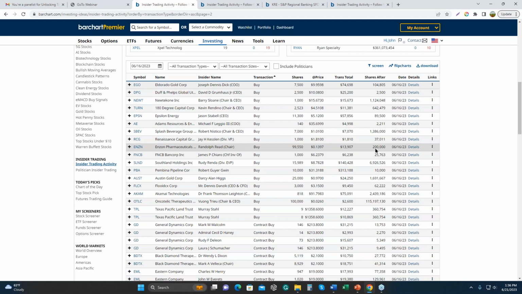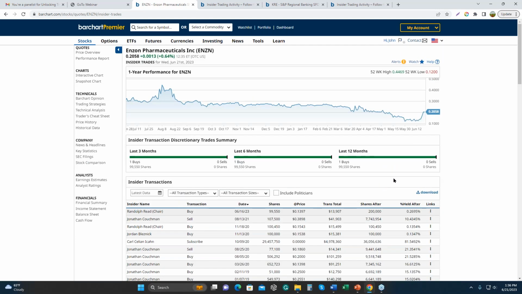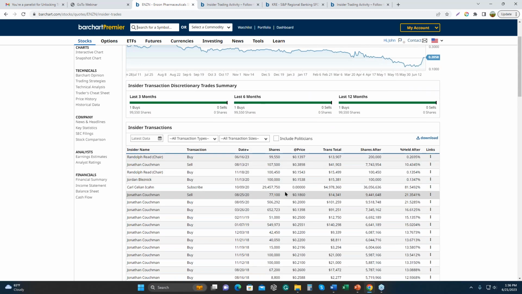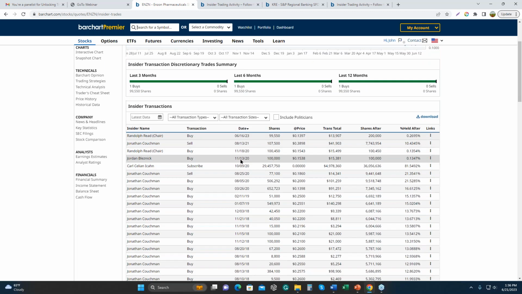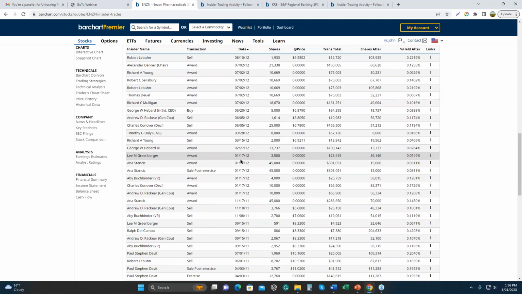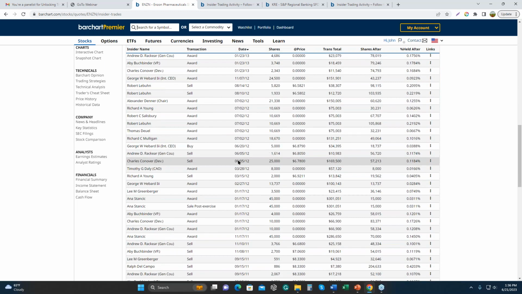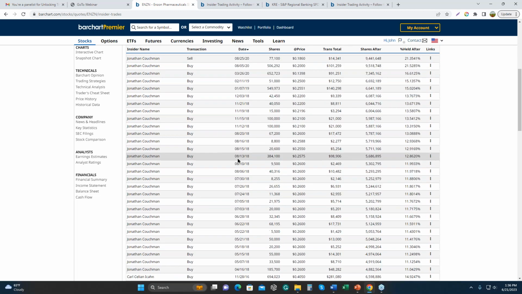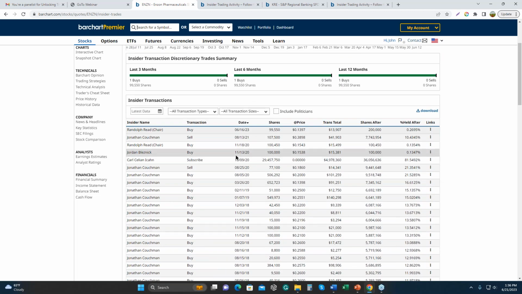Now, what I think is interesting is, let's go to the details on this one. And what we can see is here's where Mr. Reed bought on the 16th. And he hasn't been active for a long period of time. Matter of fact, you have to go back to, I think it is November. Oh, here it is, November of 2020, where he bought 100,000 shares at around 15 cents.